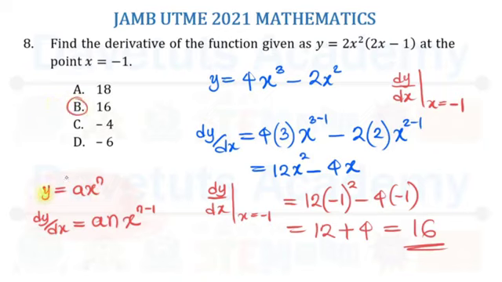But what helped us is the understanding of the way to go about expressing the derivative and then finding it at the point x is equal to minus 1 as given.